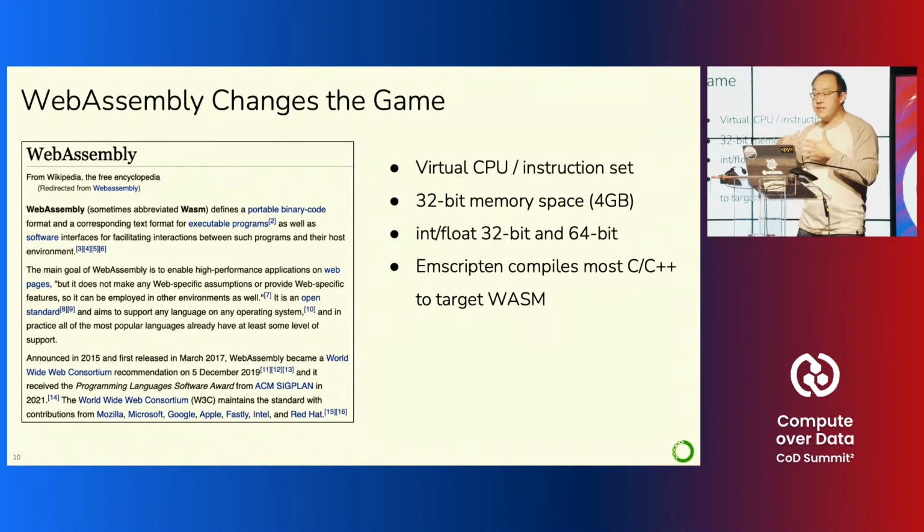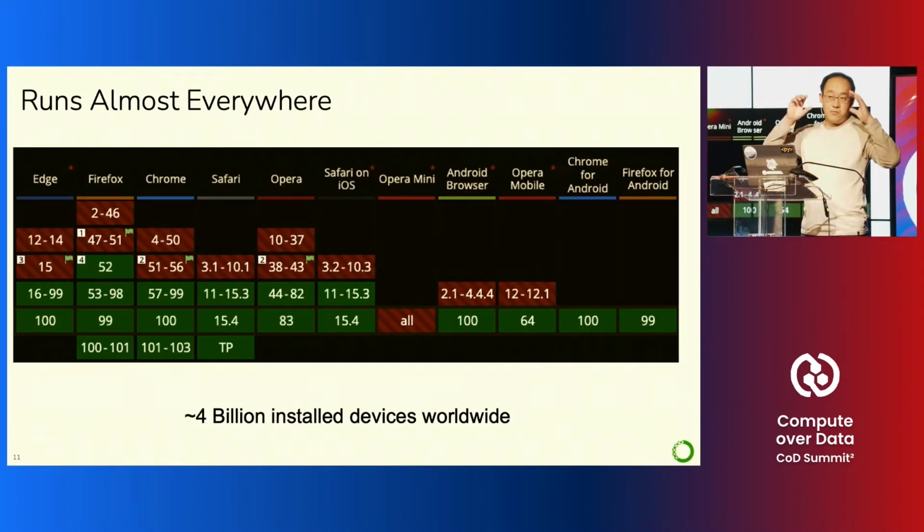And what's really interesting is this compiler tool chain built on LLVM called Emscripten has come around that can compile most C or C++ to target this WebAssembly. So that's super interesting, right? You don't have to write JavaScript anymore to target the web. And even though it sounds like a super cutting-edge, goofy thing, it actually runs everywhere. It runs on mobile Safari, it runs on Android, it runs on every major desktop browser, it runs on the Opera Mobile. 4 billion installed devices worldwide have this completely portable, highly optimized, highly secure runtime available.